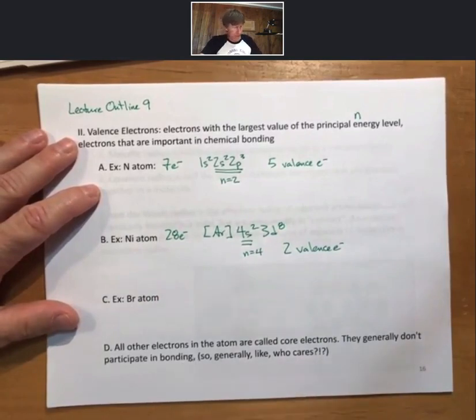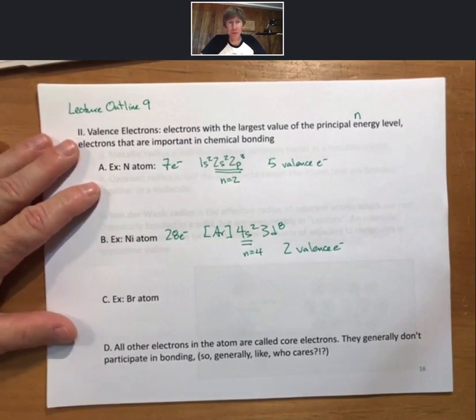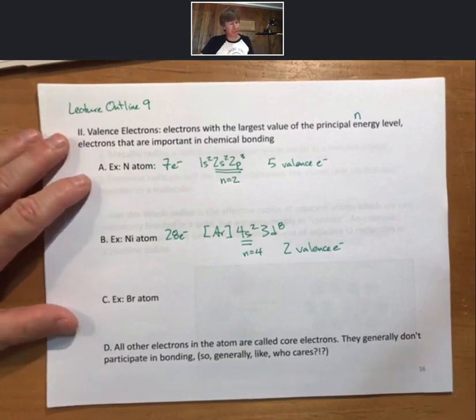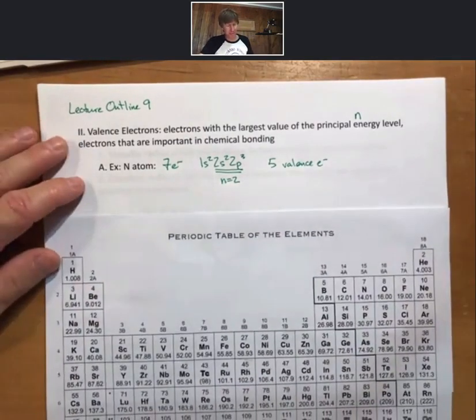All other electrons in the atom are called core electrons. They generally don't participate in bonding, so generally, who cares? Of course we do on some level, but we are moving towards talking about bonding specifically, and we will be almost always interested in the valence electrons.